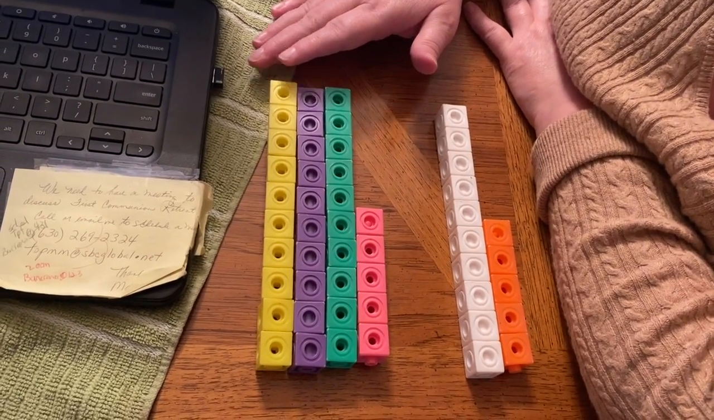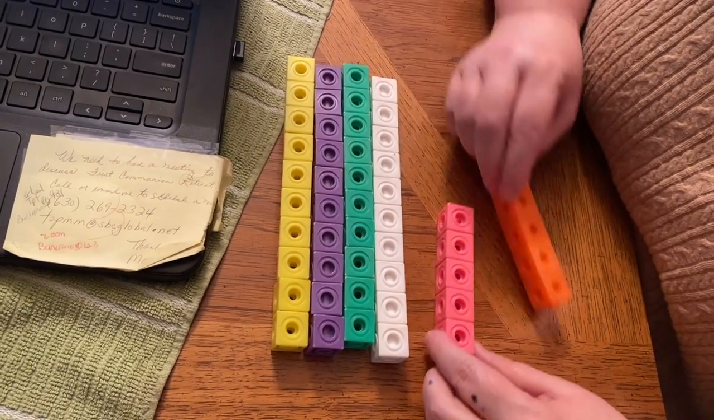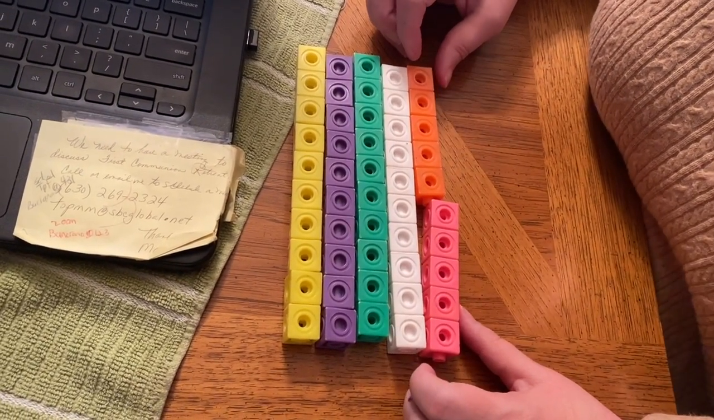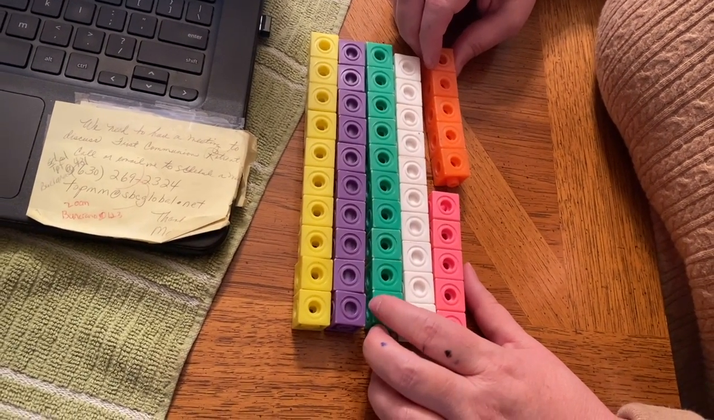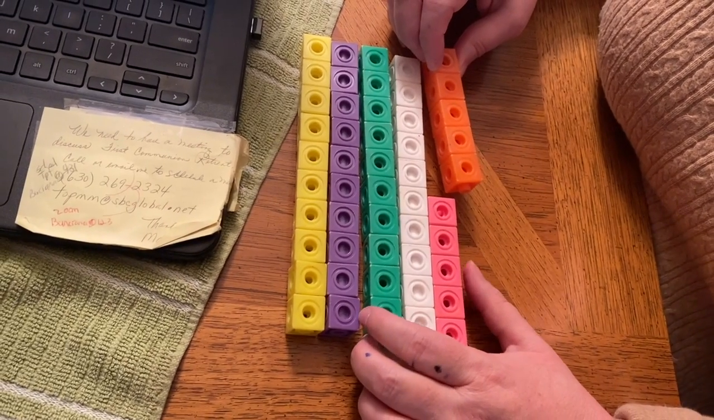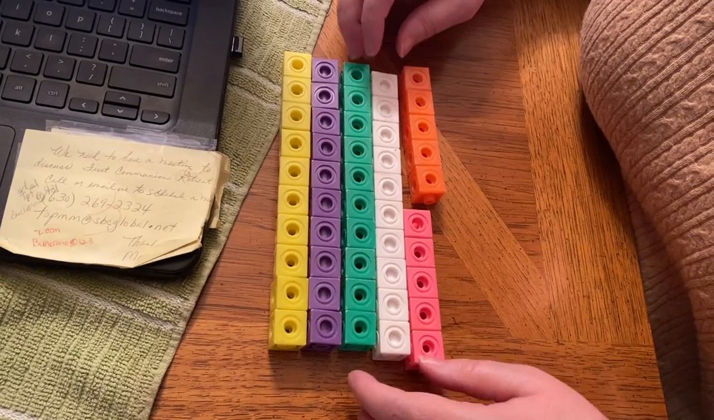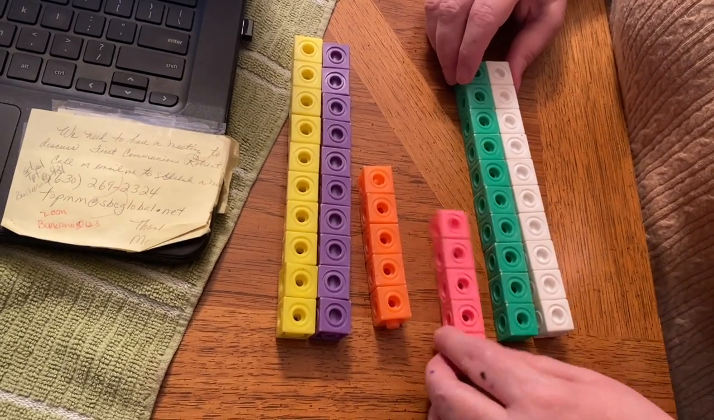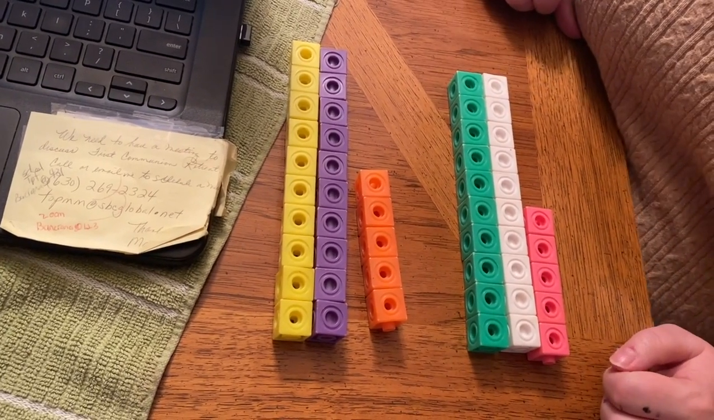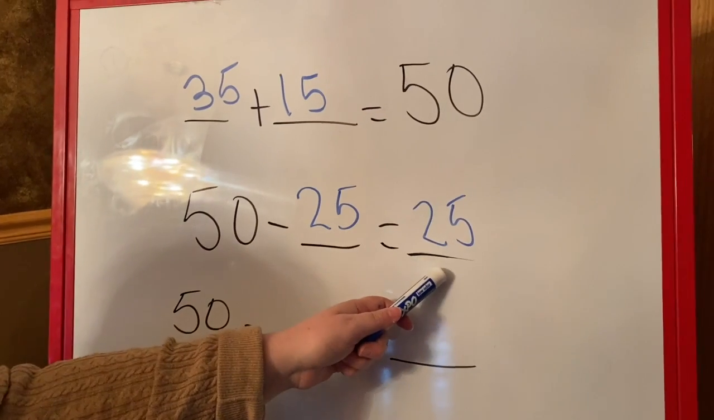So what's another way if we start with 50, the next equation wants us to start with 50. So here's 50, and they want us to take something away. What can we take away? What if we take 50 minus, let's say, 25? What would that leave us? 50 minus 25, what would that leave us? It would leave us 25. So we could write that. 50 minus 25 equals 25.